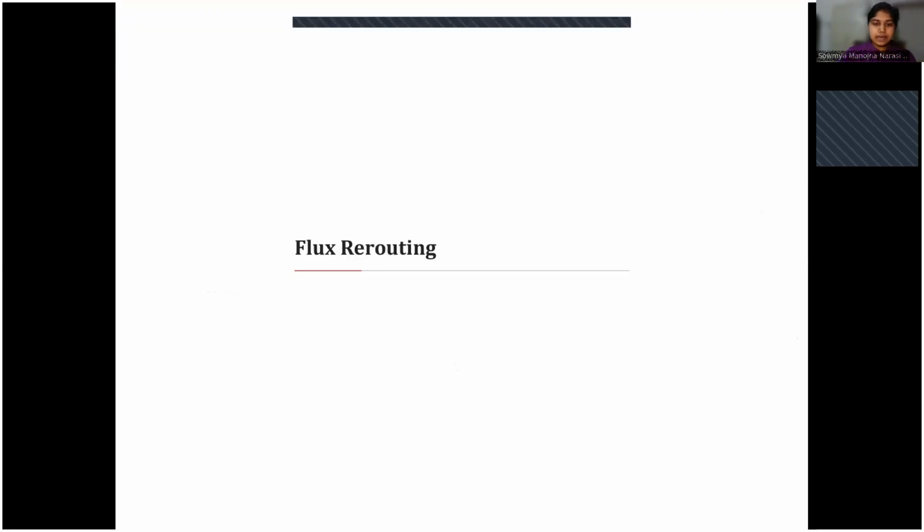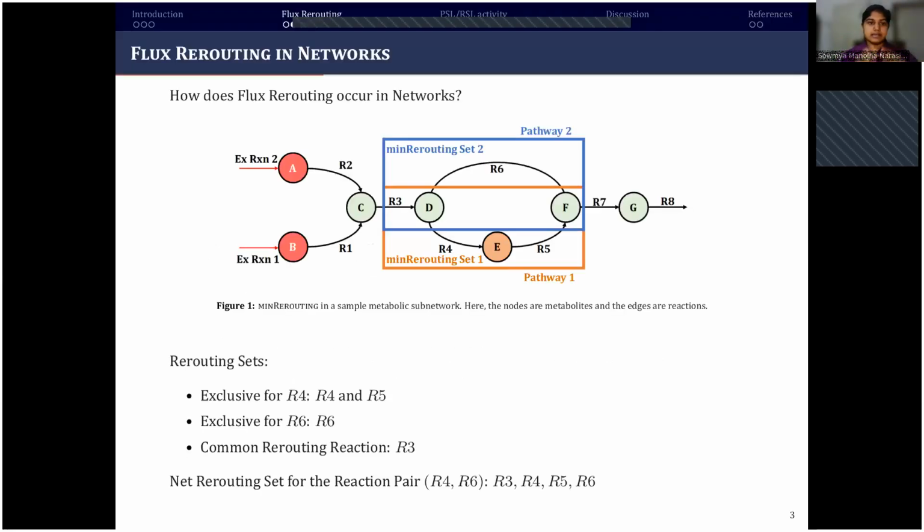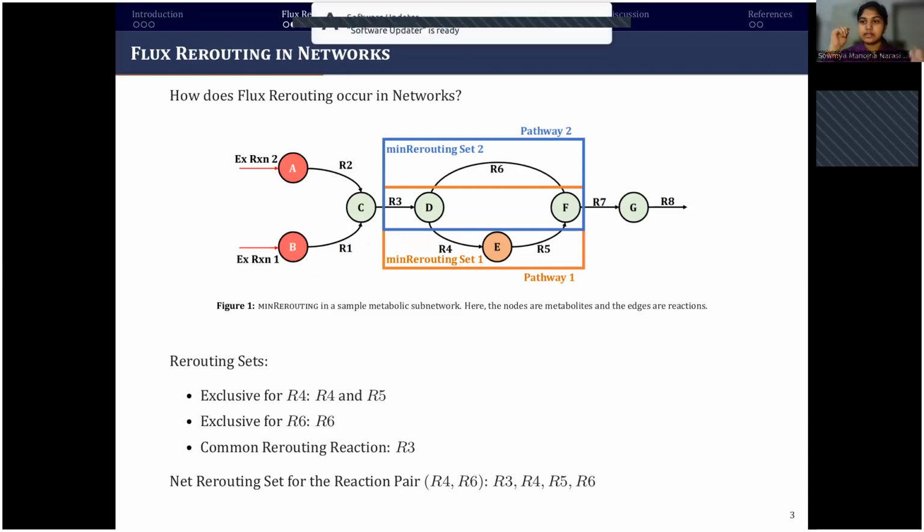So flux rerouting, what do I mean by flux rerouting in a network? Take this sample network as an example. There are 7 metabolites, 8 reactions. We know the metabolites, edges are reactions, and there are 2 exchange reactions. A and B are the input metabolites and things like that. There are multiple double lethals. We take R4 and R6 into consideration. Say if R4 is inhibited, then R6 is active. And if R6 is inhibited, then R4 and R5 become active. So when R4 is active, an exclusive set of reactions which become active is R5. And when R6 is active, the exclusive set of reactions which become active is just R6.